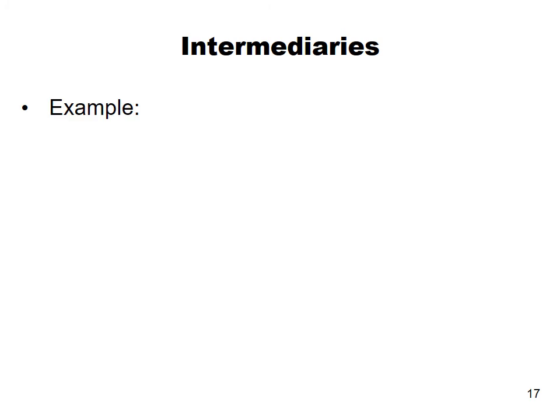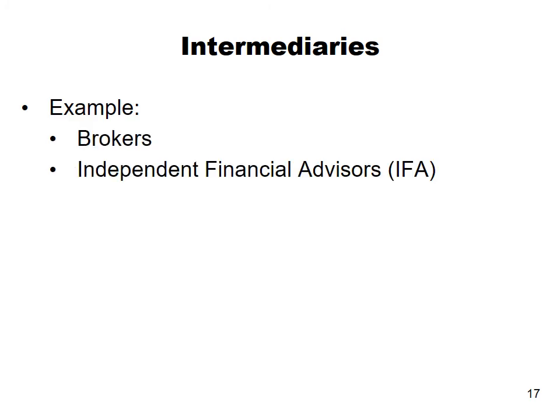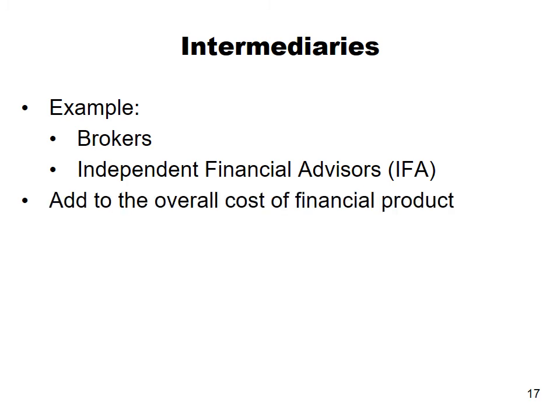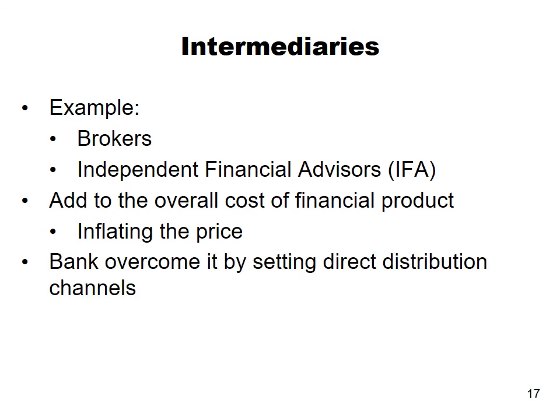Intermediaries, for example, brokers and independent financial advisors. These intermediaries will add to the overall cost of financial products. As a result, it inflates the price. So the bank can overcome it by setting up a direct distribution channel. In short, the bank can sell the products directly to you instead of going through a third party. This will help to reduce the cost.